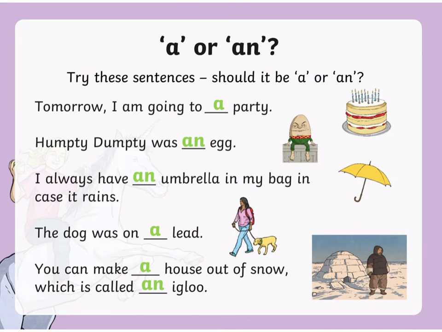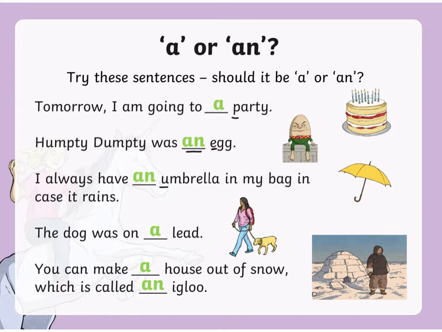Now more examples for a or an. Now we'll try these sentences. It should start with a or an. Tomorrow I am going to P. P is consonant and it will come here A. Today I am going to a party. Humpty Dumpty was an egg. E. E is vowel. I always have an umbrella in my bag in case it rains.